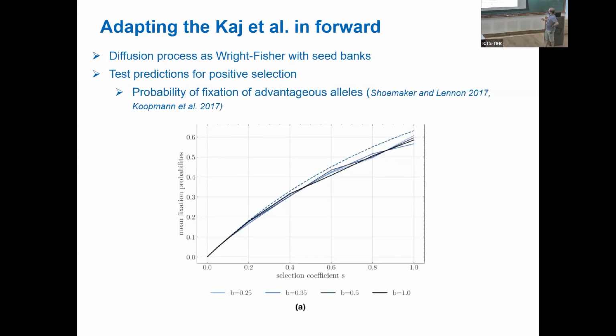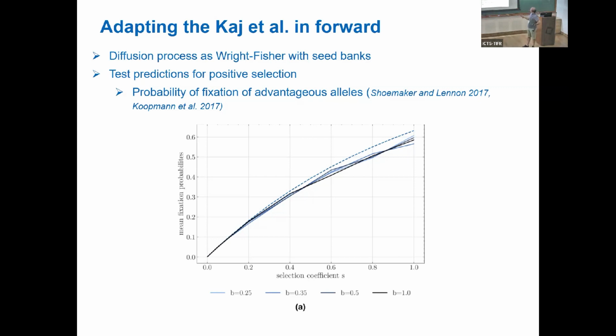Okay. Now, for advantageous mutations, we wanted to look first at the probability of fixation, right? Usually you look at two things: probability of fixation and time to fixation. So how likely is it that an allele will get fixed and how long will it take to do so? Here we have the selection coefficient from 0, so neutral alleles, to very advantageous alleles, and the mean fixation probability over many repetitions. And you have the different seed banks, from no dormancy to, let's say, strong or medium dormancy.